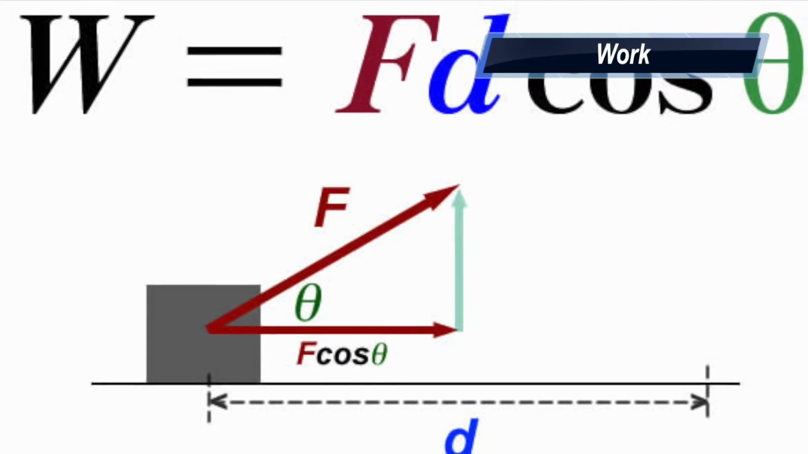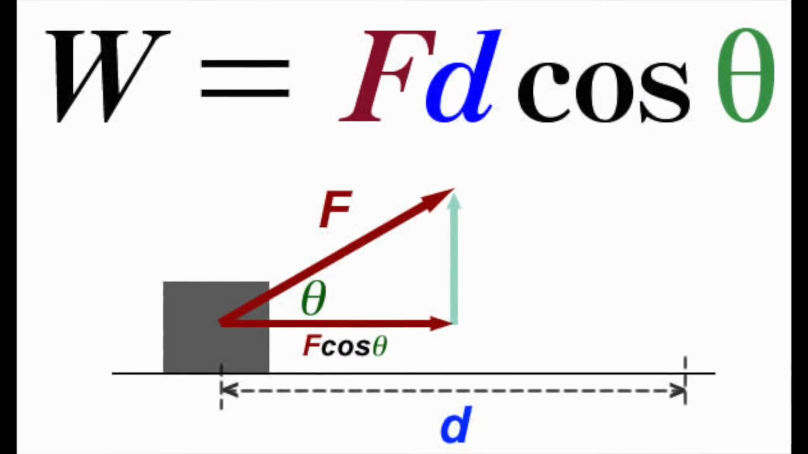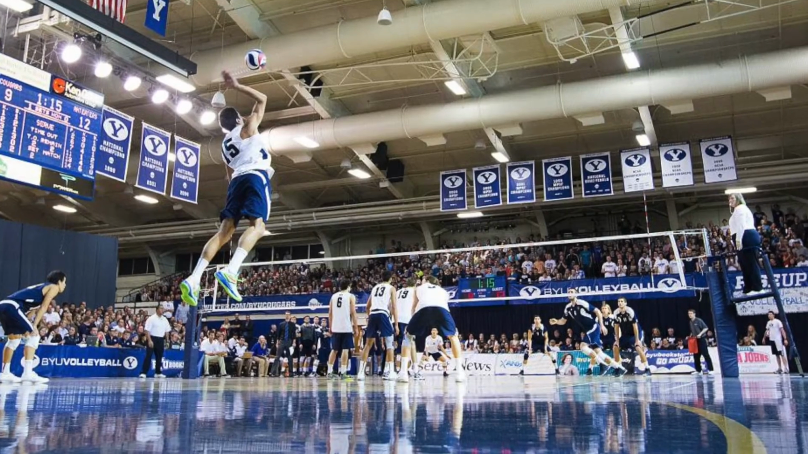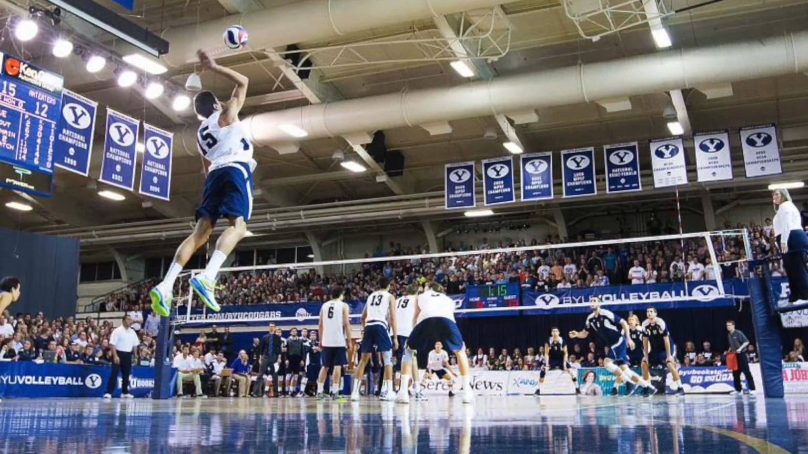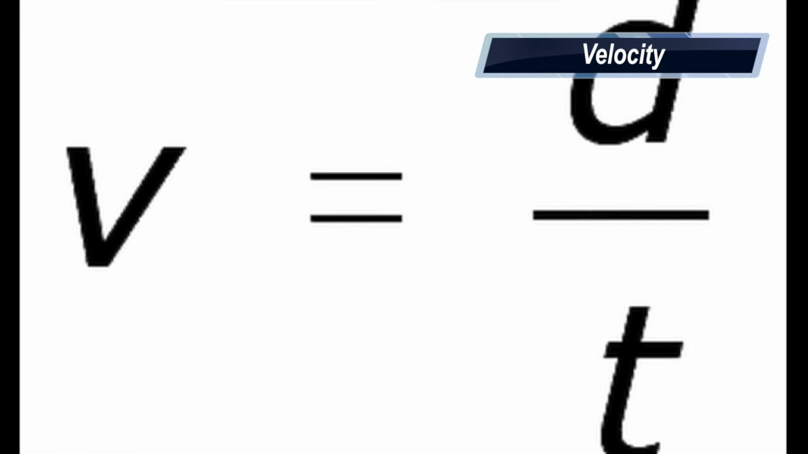Work is when a force moves an object. In volleyball, the force is the player and the object is the ball. When the player hits, spikes, or serves the ball, it moves in the direction in which the force has been applied. Velocity is the speed of movement.